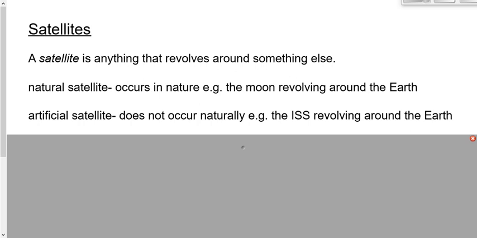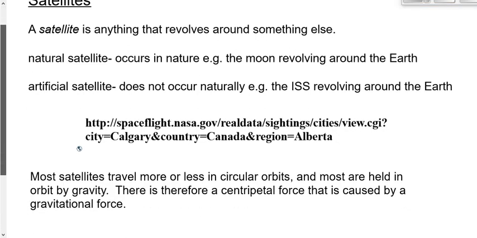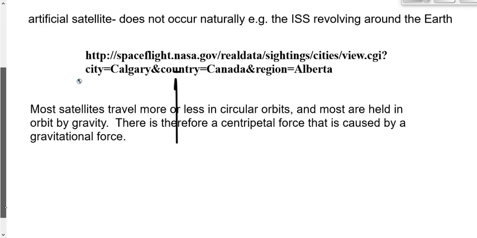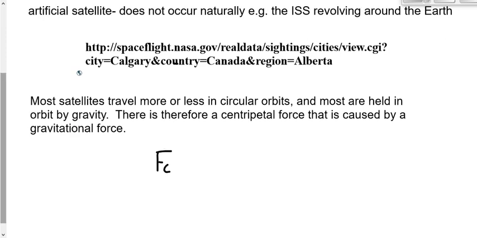Regardless of which type of satellite we're dealing with, we deal with the same physics. Now, just like planets, most satellites, natural or artificial, travel more or less in circular orbits. We know that planets take elliptical orbits, right? But they're almost circular orbits, held in place by gravity. That centripetal force, equal to the gravitational force.